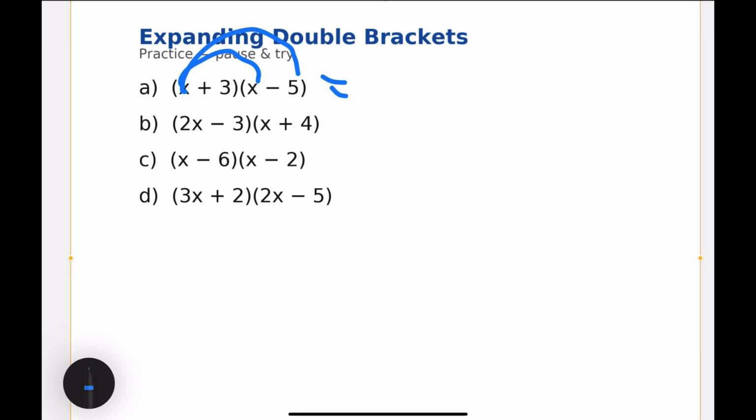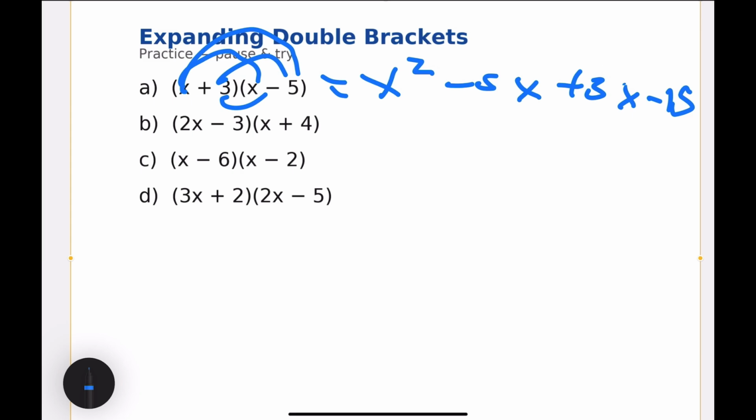So if we do x multiplied by x, that is x squared. And if we do x multiplied by negative 5, that is negative 5x. And now if we do the 3 by the x, that is 3x. And now if we do the 3 by the negative 5, that is going to be a negative 15.